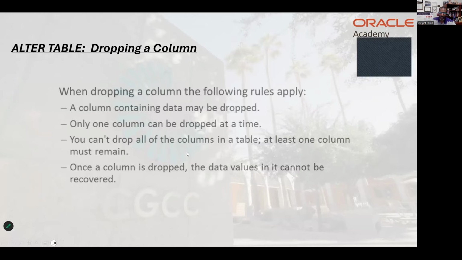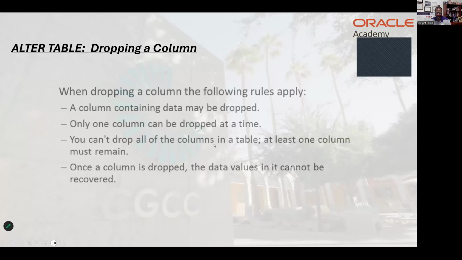Anyway, dropping columns. So be very careful. And we're going to talk about constraints and all that a little bit, but column data containing data may be dropped. Only one column can be dropped at a time. You can drop all the columns in a table. At least one column must remain in the table before you drop the table. We'll get into that. Once a column is dropped, the data values in it cannot be recovered.